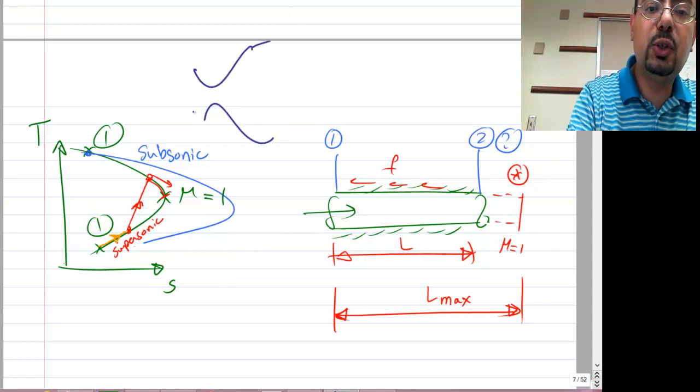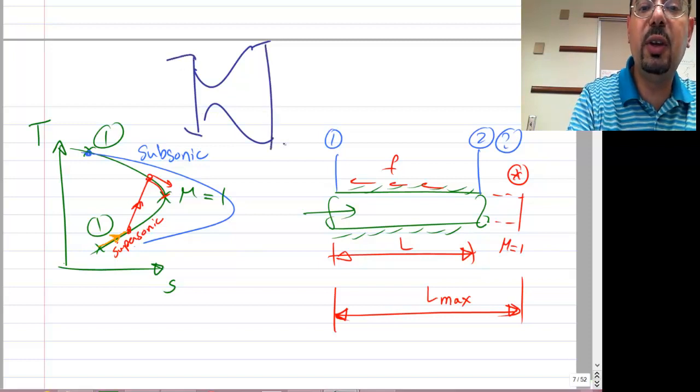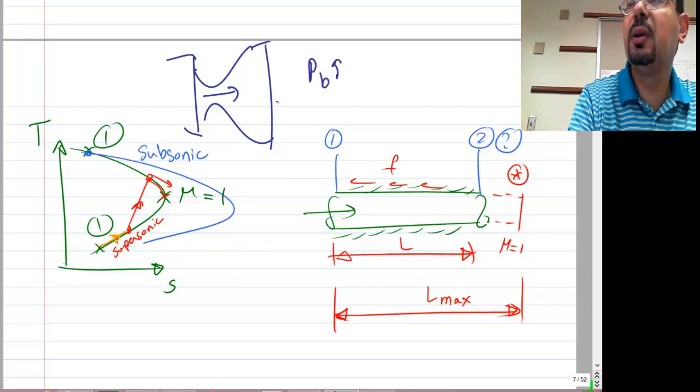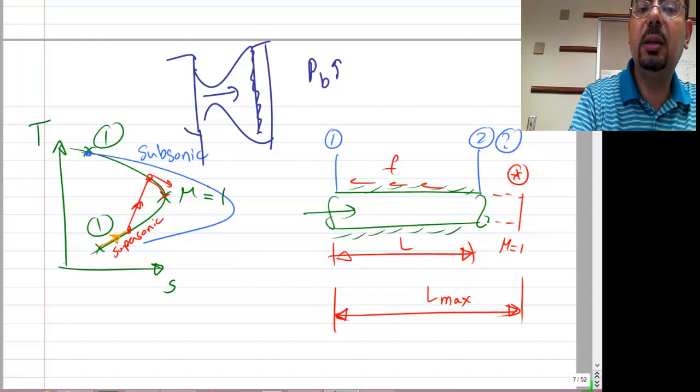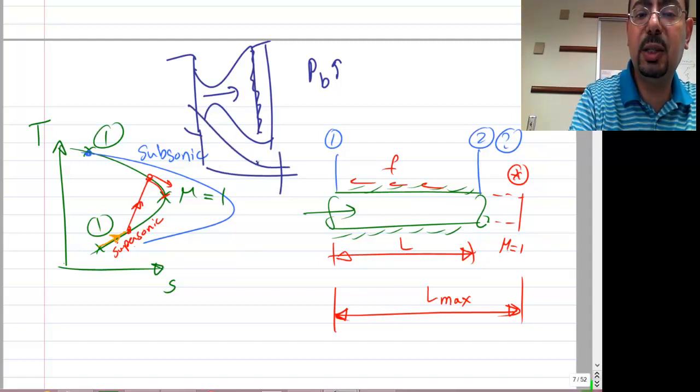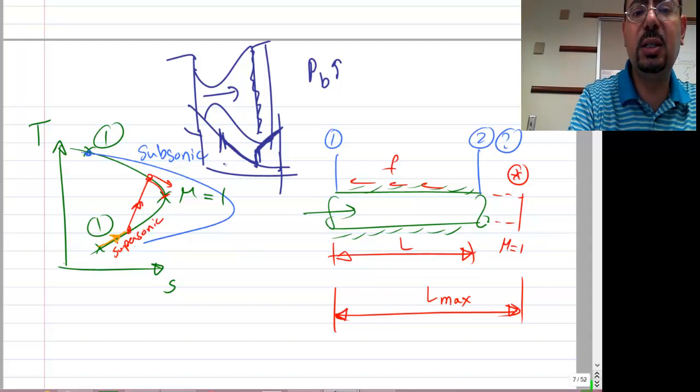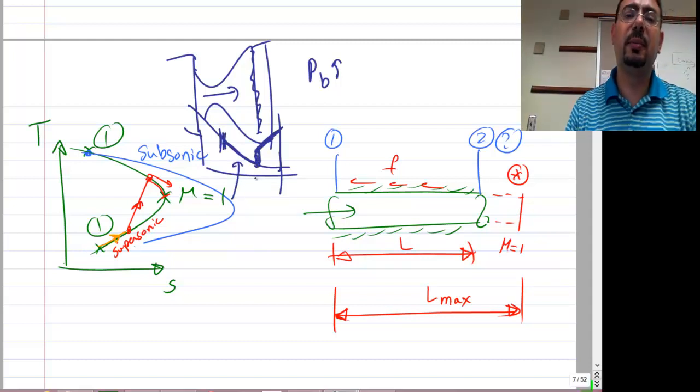When we had supersonic flow in a convergent-divergent nozzle, we said that if the back pressure is big enough, the shock could actually be inside. So the flow will go like this, but then at this point it will go up and become subsonic. And so the question is, since the flow is blind and cannot see, how come it managed to see this?